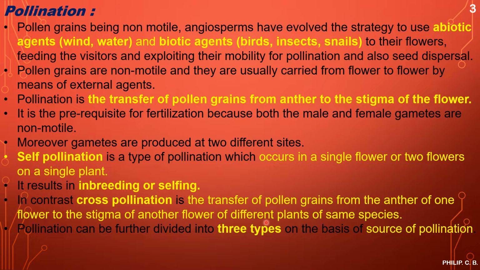Self-pollination: the same plant, same flower or different flower on the same plant, whereas cross-pollination: pollen grain from the anther of one flower to another flower on another plant of the same species. So pollination can be further divided into 3 types on the basis of sources of pollination.